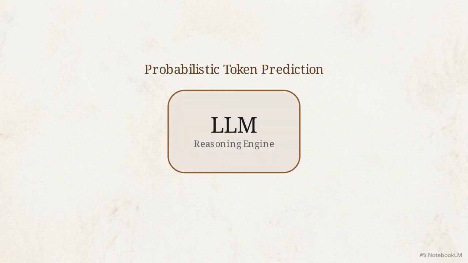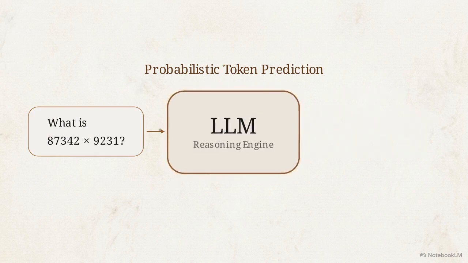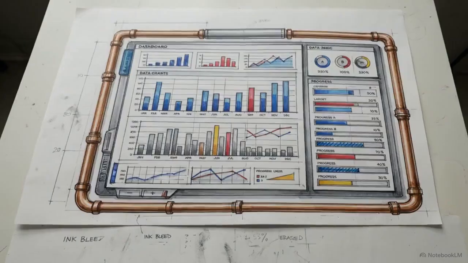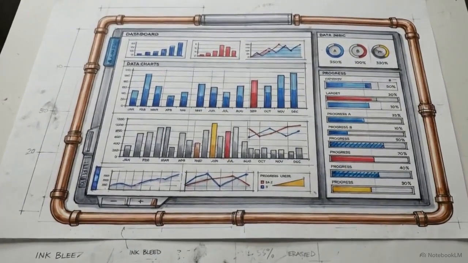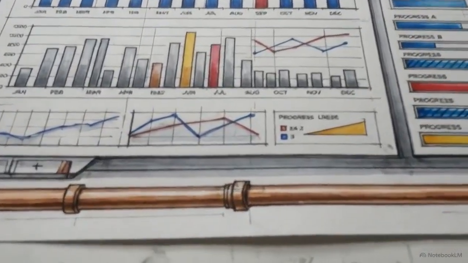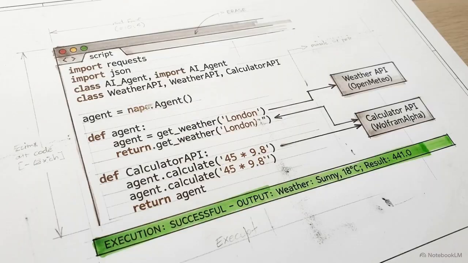Large language models generate text based on probability. If a user asks for a complex calculation, an isolated LLM simply guesses the most likely next numbers. To solve this fundamental limitation, we have to bridge the gap between probabilistic guessing and exact, deterministic precision. We do this by giving the LLM access to tools.